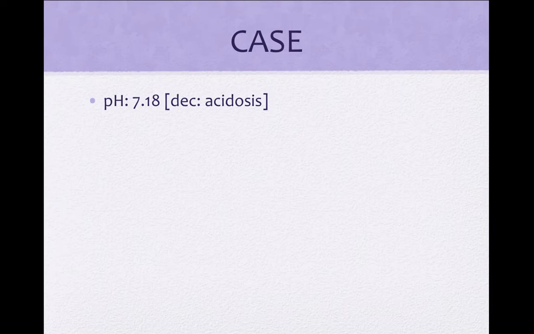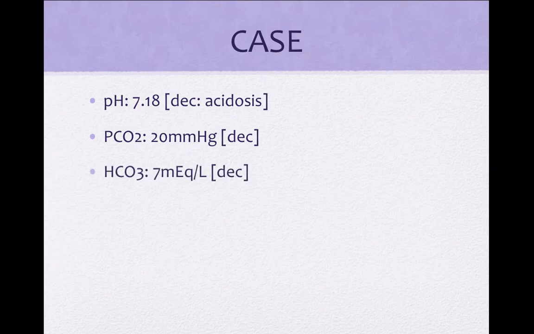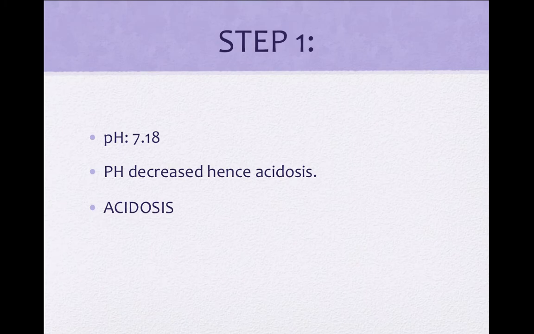Now let's look at the case again. The pH was 7.18. We know the normal value is 7.4 because we are taking the absolute values. So it is decreased and it is acidosis. Now the PCO2 was 20. Hence it was decreased as the normal value is 40. The HCO3 was 7, it is decreased again because the normal value is 24. So step 1 was to determine the pH, which is decreased, hence this is acidosis.